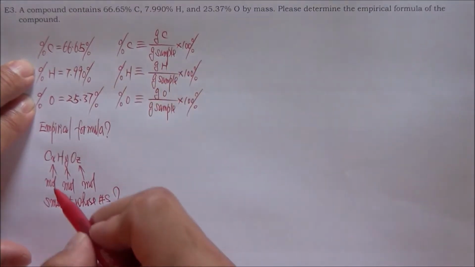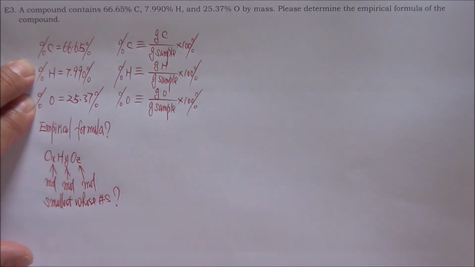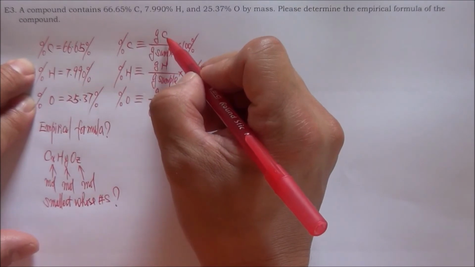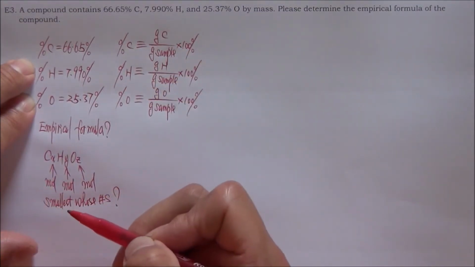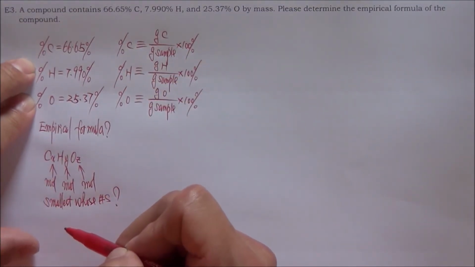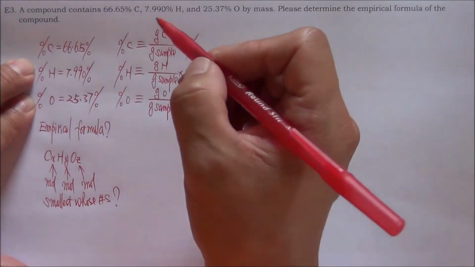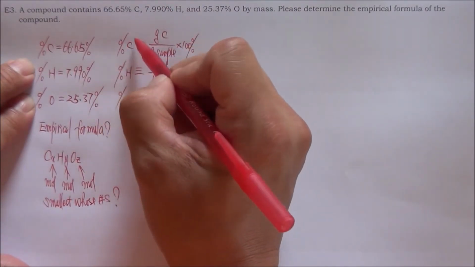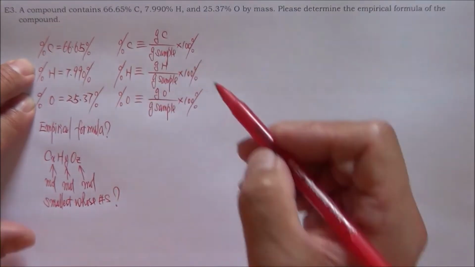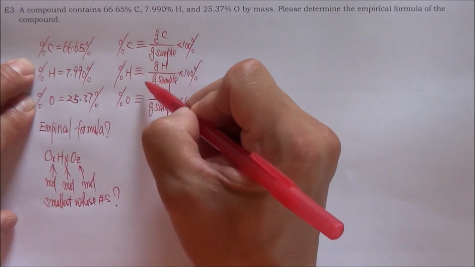We know that we're looking for the moles of each element. If you remember, we can convert grams of each element to moles of each element by using the atomic mass. However, when we look at this problem, we know the percentage of mass of each element, but we don't know the grams of the sample.